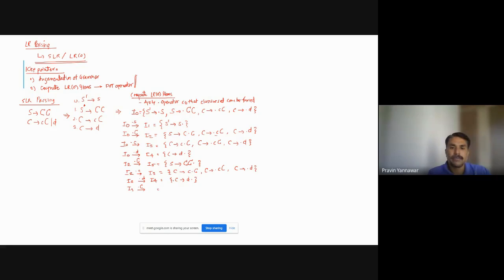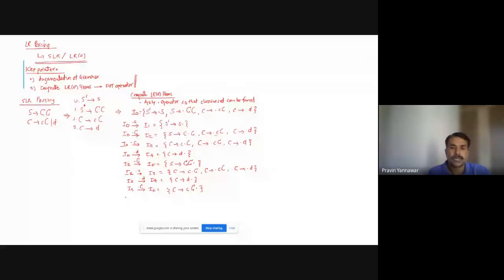Which is giving me an output, for example, C implies small c, capital C and dot. So do we have this set? No, we don't have this set. So we will write it as I6. So this is going to be my I6, CC dot. Now next is I3. Next input we will see I3 with small d.